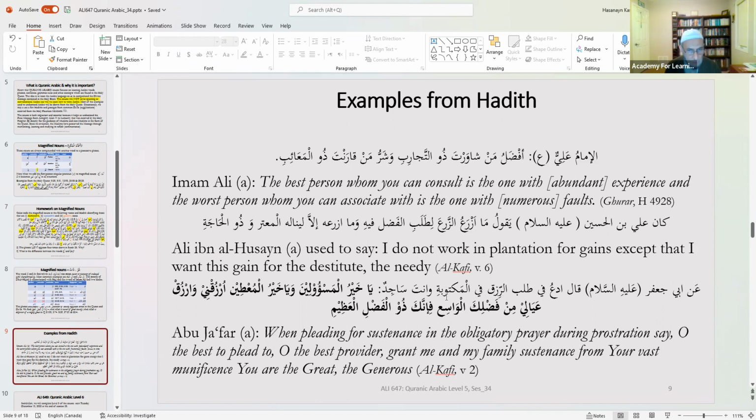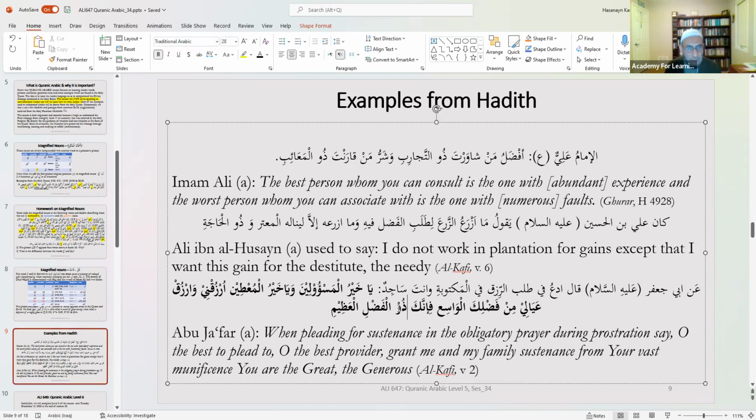Fil maktuba, this means wajib. Wa anta sajidun, and you are in sajda. So that means in one of your sajdas, after the last sajda or any sajda, you say this: Ya khair al-mas'uleen wa khair al-mu'teen, urzukni warzuk ayali min fadlika al-wasiya, innaka dhul fadl al-azim.